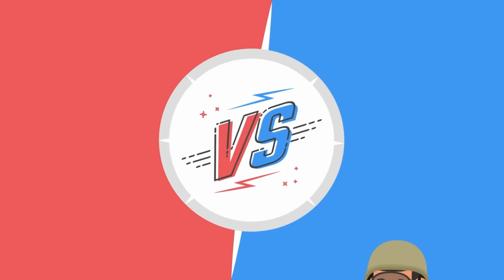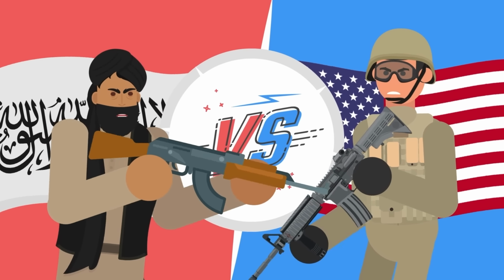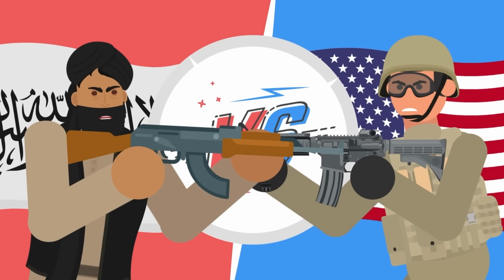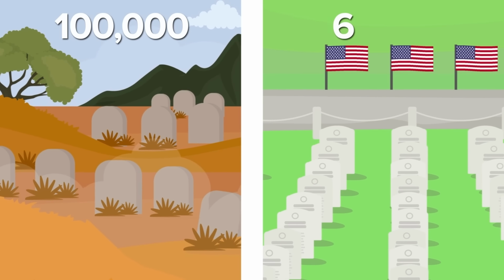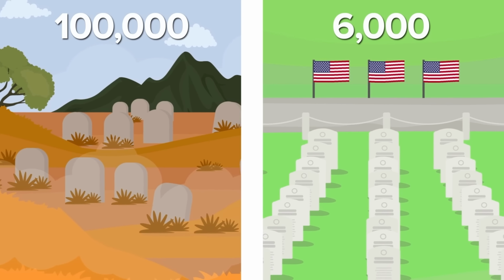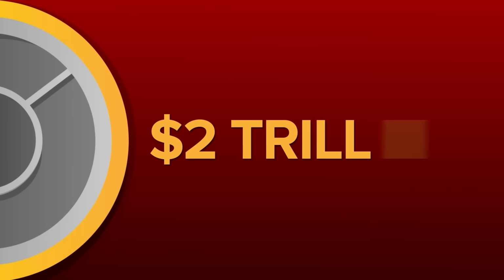Between 2001 and 2019, the war in Afghanistan claimed the lives of over 2,300 United States military personnel, while over 20,000 more were injured. In total, over 6,000 Americans and 100,000 Afghans lost their lives in the conflict, as well as costing the United States upwards of $2 trillion of taxpayer funds.